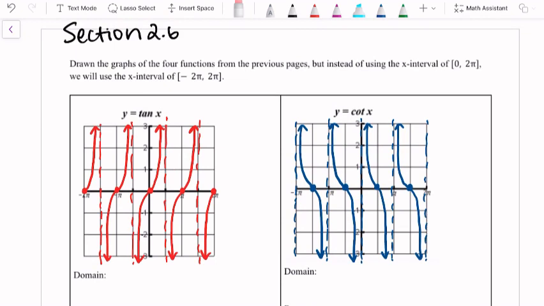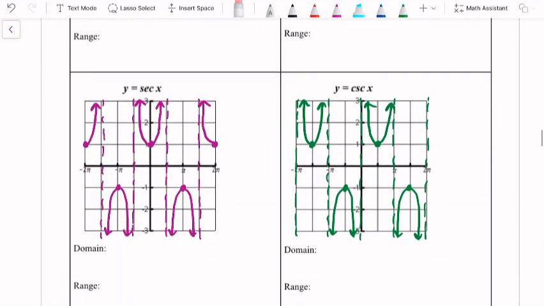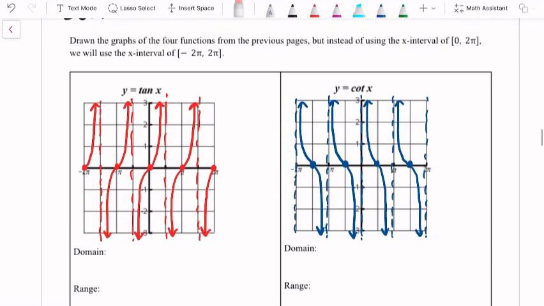So instead of using the x interval of 0 to 2 pi, this goes from negative 2 pi to 2 pi. So it might be helpful if you want to go ahead, pause the video, and just briefly sketch out what each of these functions looks like. Okay, so we're not going to go back and fill in the domain and range because really we've already done that, but the one thing I do want to call your attention to is you should be able to recognize the shape of each graph.